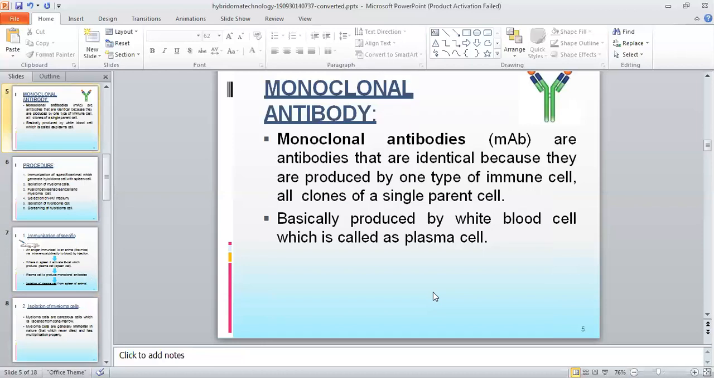Next, what is a monoclonal antibody? Monoclonal antibodies are antibodies that are identical because they are produced by one type of immune cell and are all clones of a single parent cell. This means the monoclonal antibody is derived from a single B cell clone. It also recognizes a single epitope on the antigen. Basically, these monoclonal antibodies are produced by the white blood cell or the plasma cell.